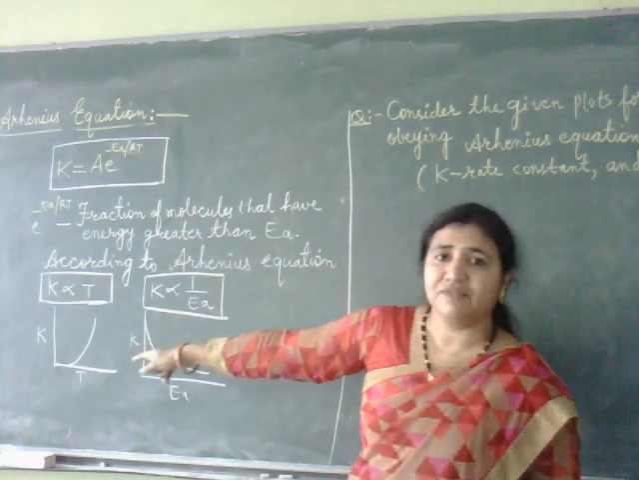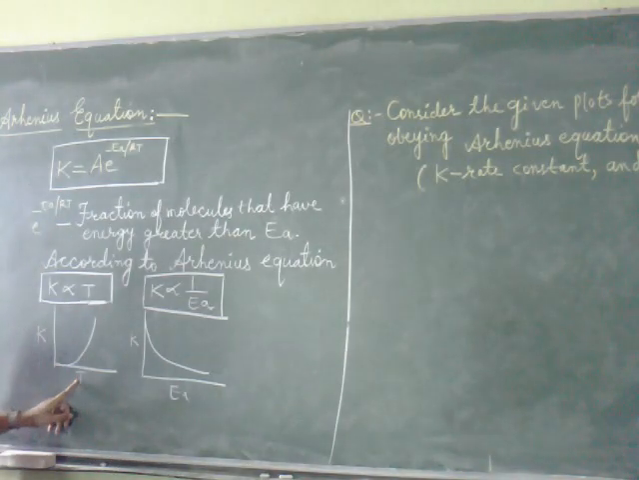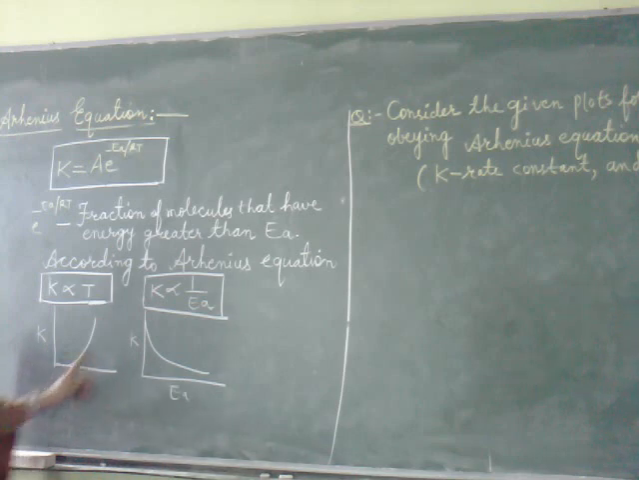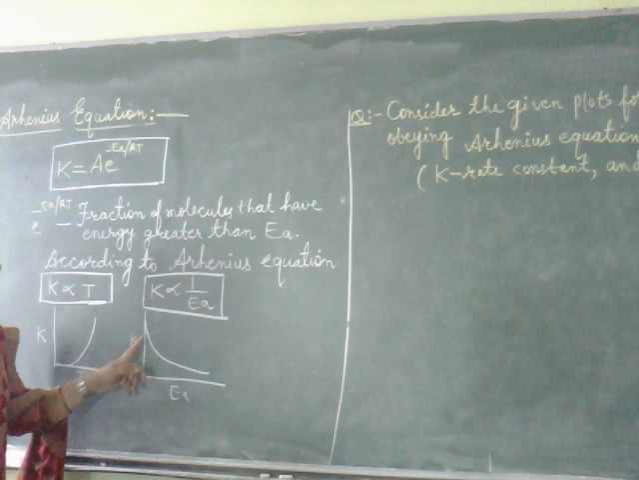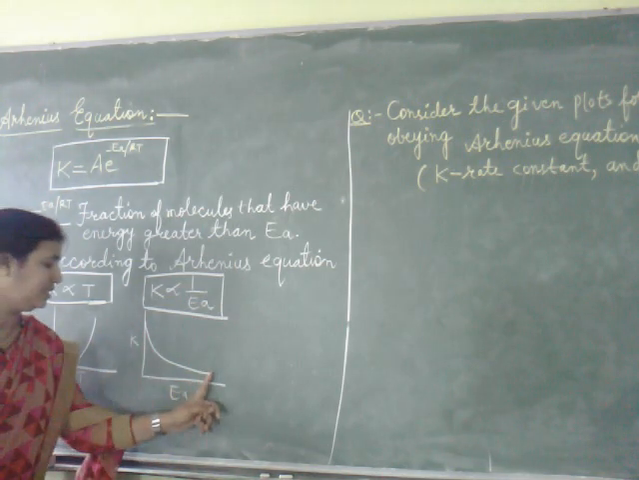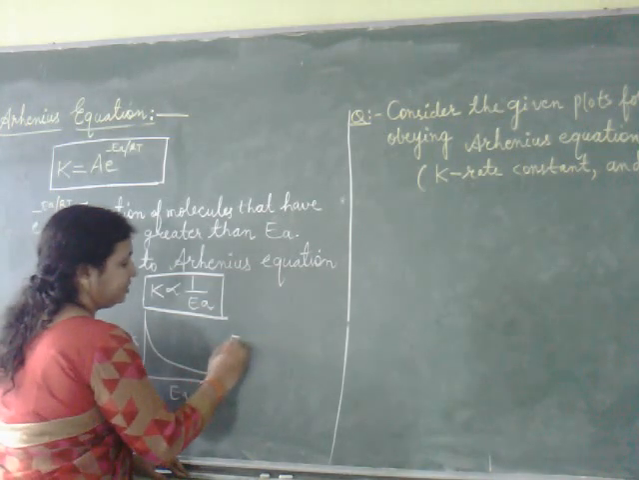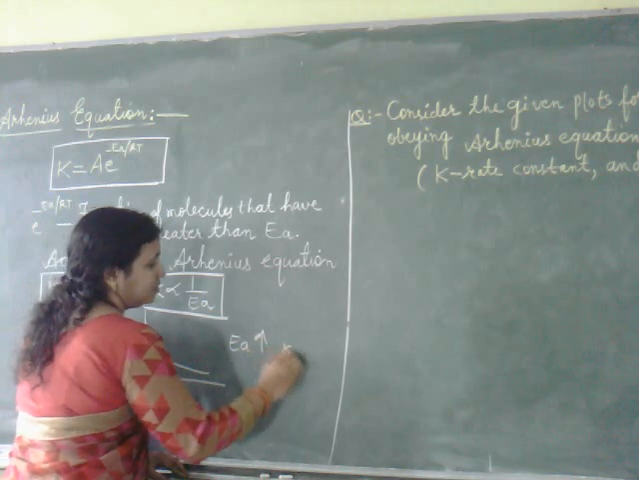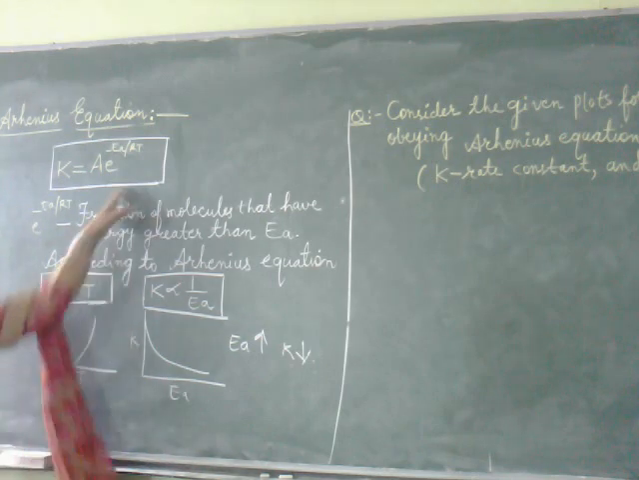So we can plot a graph here, k versus T. In this graph, see how the graph is going. The graph is increasing: as temperature increases, the rate constant value increases. But how does it increase? Exponentially. And if you see k versus Ea, the rate constant decreases as the activation energy increases. This graph is given by this equation.